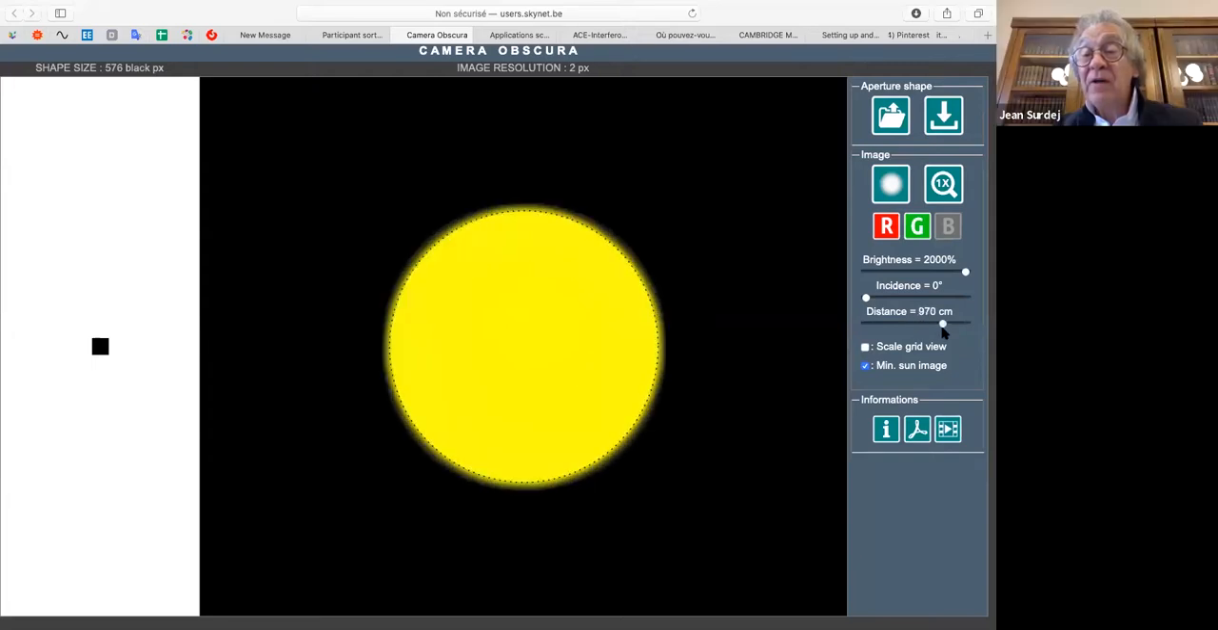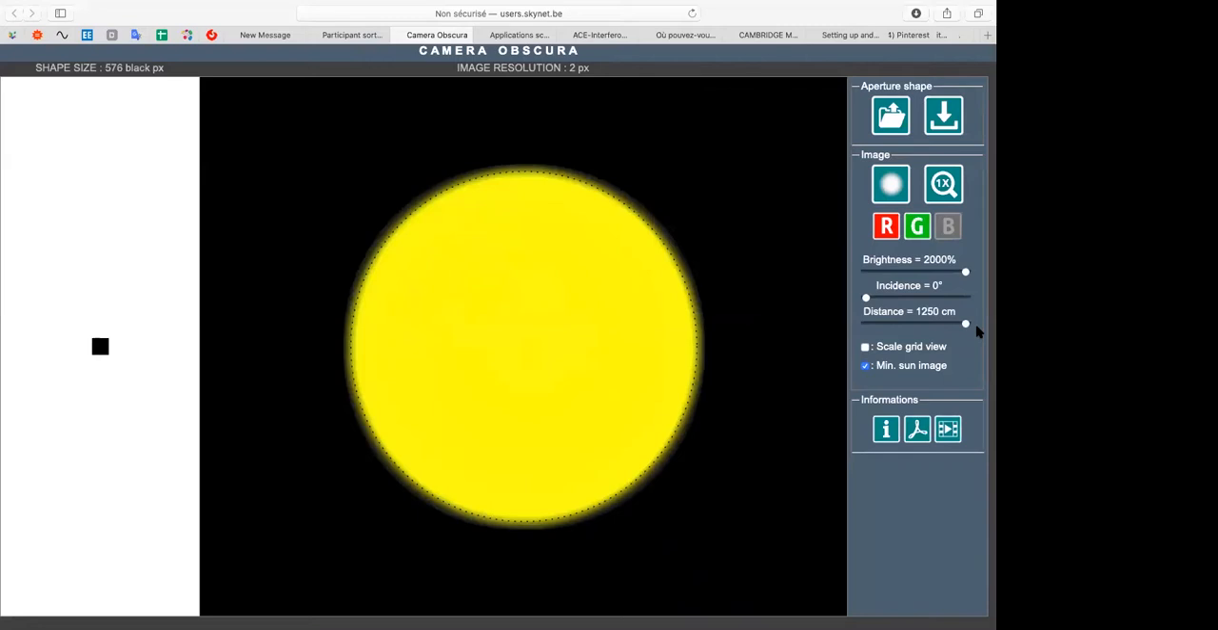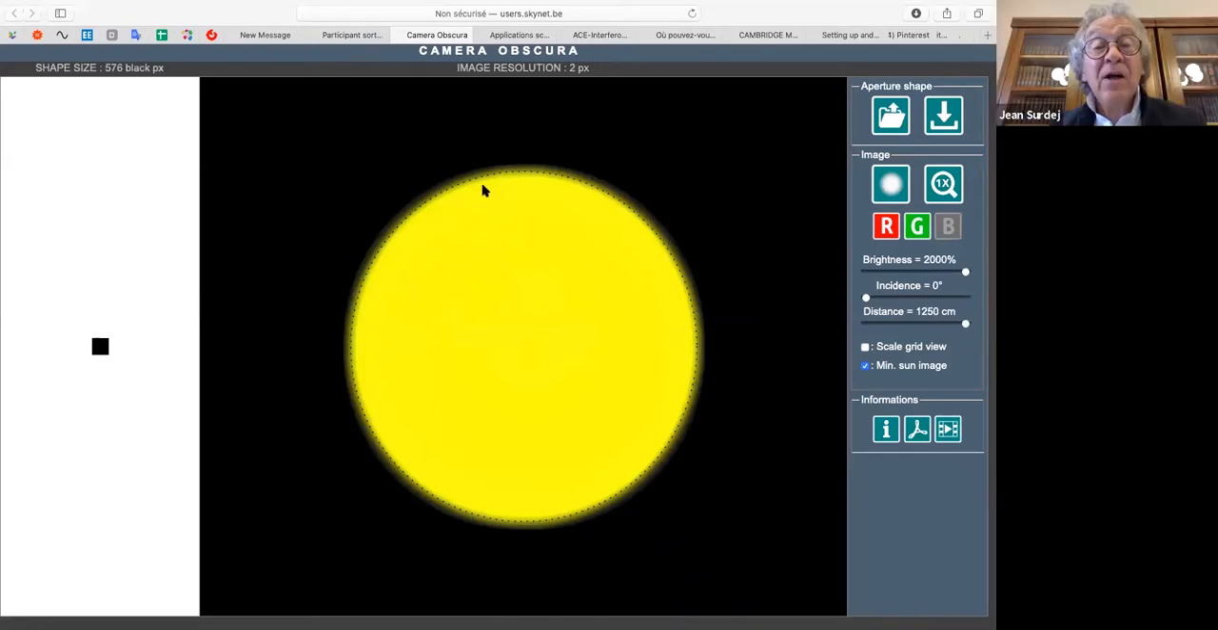Also, as you are going farther away, it's dimmer and dimmer and dimmer. But you see the edge is not very steep, it's diffuse. It's because of the convolution.